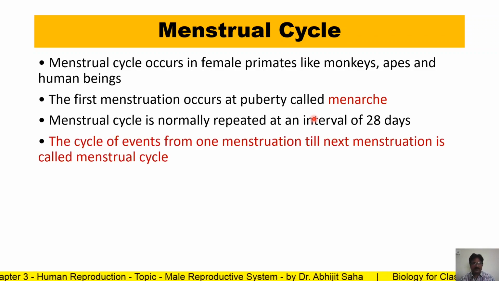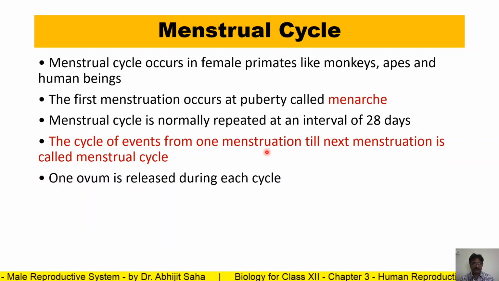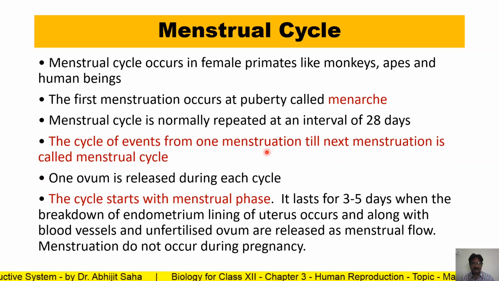So the cycle of events during this 28-day cycle, there are several events. All the events, the cycle of events from one menstruation till the next will be called a menstrual cycle. During the cycle, one ovum is released. This is very important, and you must note this: the menstrual cycle starts with the menstrual phase. Earlier it was considered that the cycle ends with the menstrual phase, but now it is considered that the menstrual cycle starts with the menstrual phase.